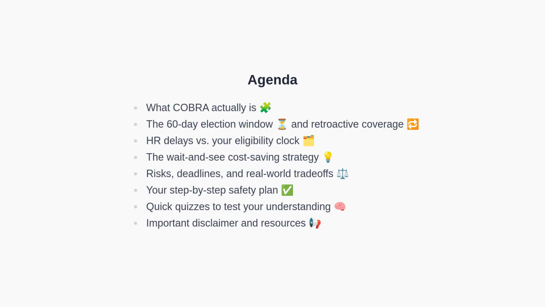Here is the agenda for today. First, we will define COBRA at a high level. Next, we will explain the 60-day election window and the critical retroactive feature. Then, we will clarify how HR paperwork delays do not shorten your eligibility period. After that, we will outline the popular wait-and-see approach to reduce costs. Subsequently, we will evaluate the risks and trade-offs. Then, we will build your step-by-step safety plan. Following that, we will test your understanding with quick quizzes. Finally, we will close with an important disclaimer and helpful resources.